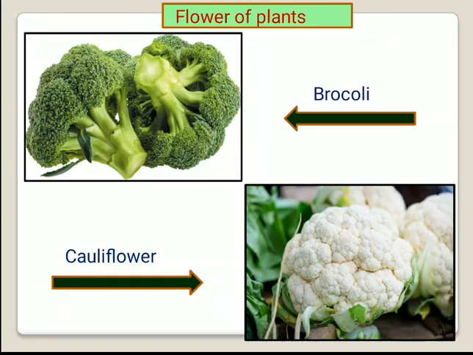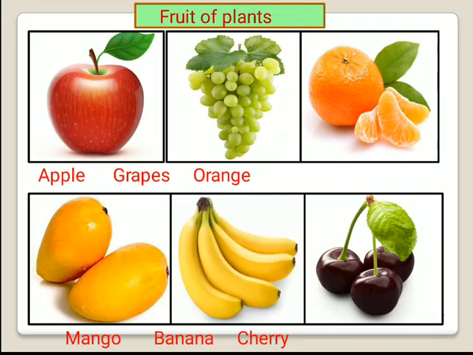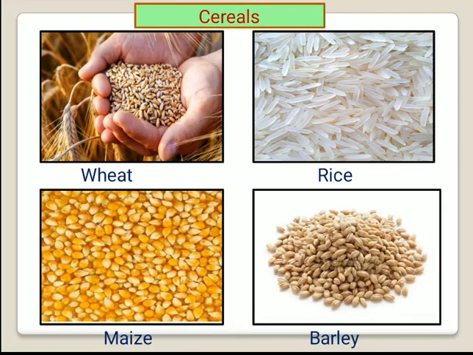Broccoli and cauliflower are the flowers of a plant. We use them for eating purposes. Apple, grapes, orange, mango, banana, cherries are the fruits. These fruits give us vitamins. Wheat, rice, maize, barley are some of the cereals that we eat.